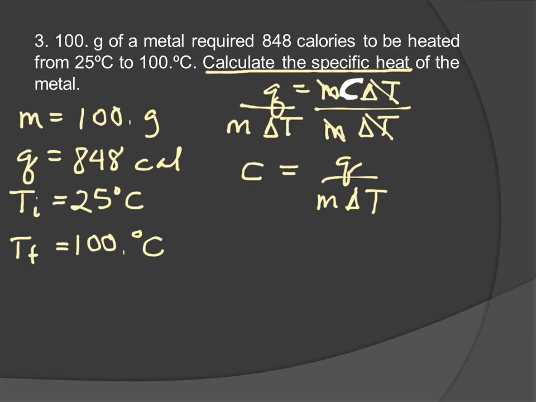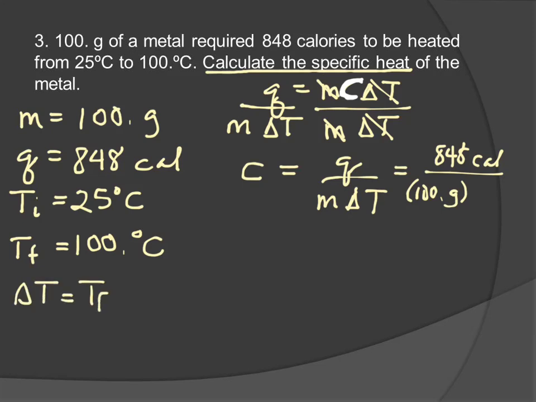So we rearrange the equation. Now we take our numbers. We know what Q is. It's 848 calories. And M is 100 grams. And delta T, well, we don't know what delta T is yet. We have to calculate it. Let's do it separately over here. Delta T is always final minus initial. So that's going to be the final temperature, 100 degrees Celsius, minus 25. So that's going to be 75 degrees Celsius.